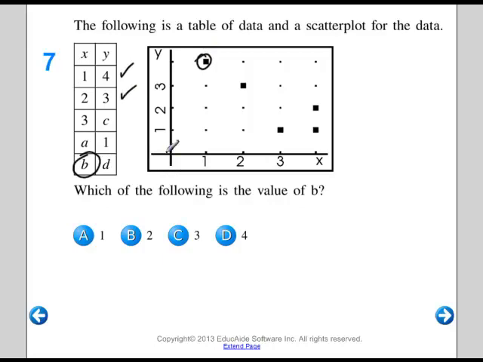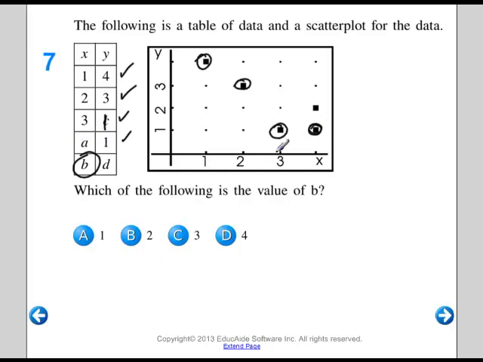Over 2 and up 3. So over 2, up 3. So they're talking about that point. Okay, next point is (3, C). Well, we don't have it, so we're over 3, and the only point on this line is right there. So actually C must be a 1 then. That would be (3, 1). Okay, then we're at (A, 1). Well, we don't know how far we're going over, but we are going up 1. But the only point that goes up 1 is right there. So that must be this set of coordinates.